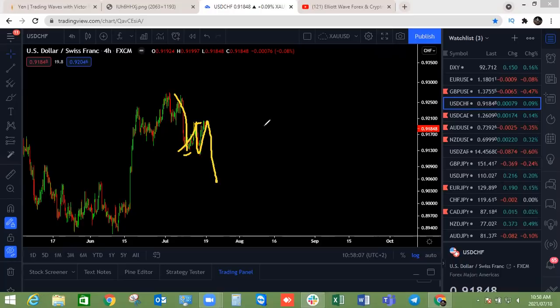Let's watch here on US dollar CHF. We may be getting the drop here in the next coming sessions. Just wait for this to confirm, and then we'll be looking for this to drop. US dollar CAD.